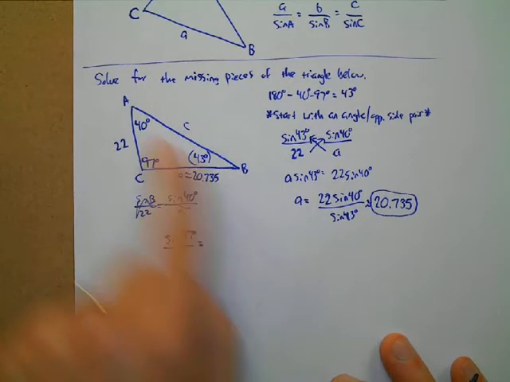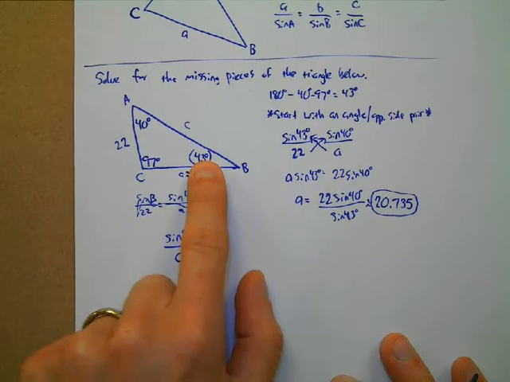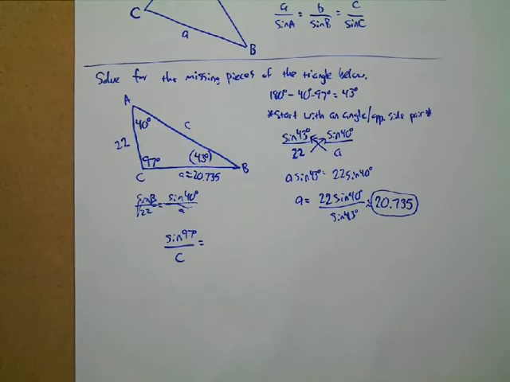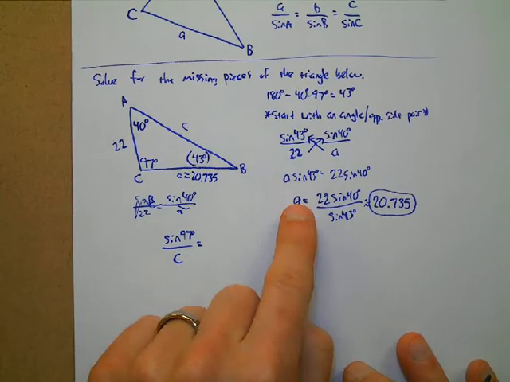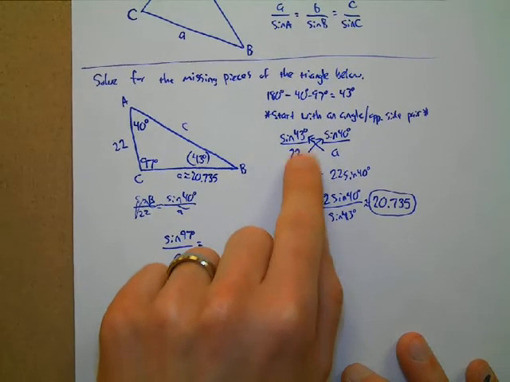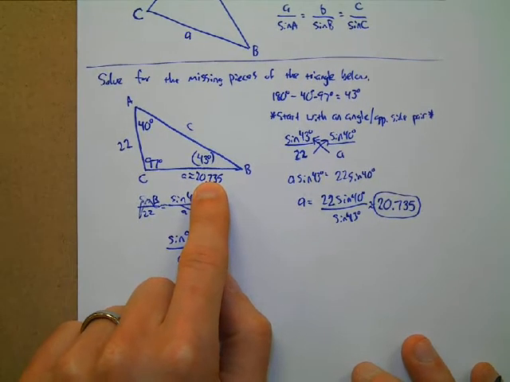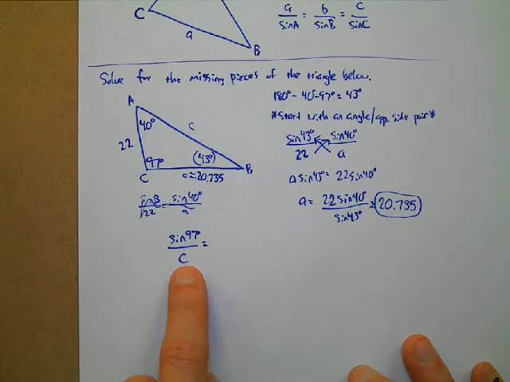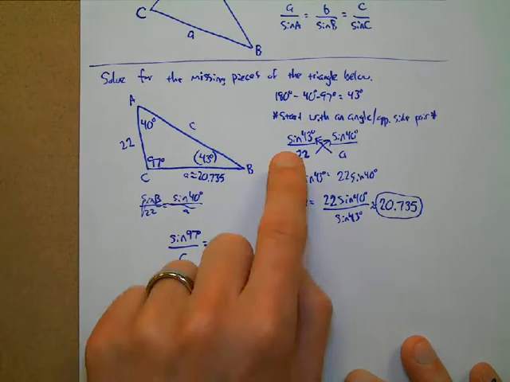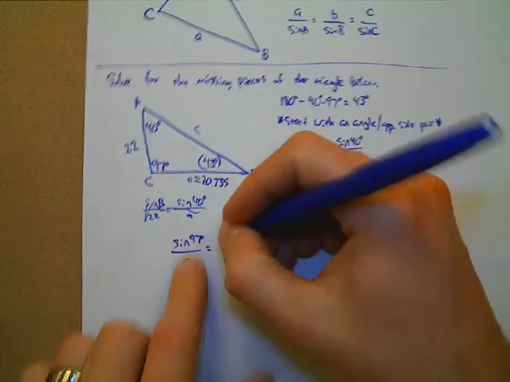Why? Because if you made a mistake calculating 20.735, you're going to carry that mistake through and mess up your side C. So use the original piece of information that you used there. So sine 43 over 22. And again, cross multiply and solve here. And we'll end up with C is equal to 22 sine of 97 over sine of 43.